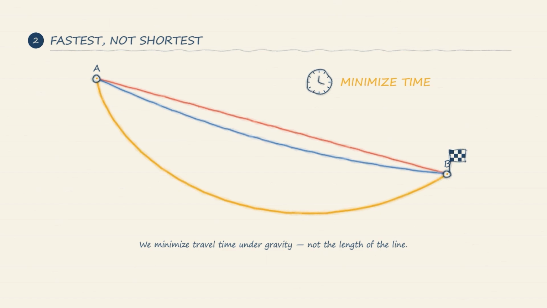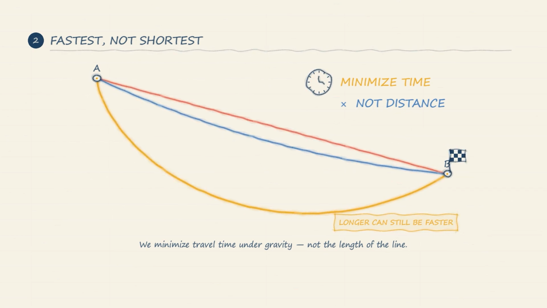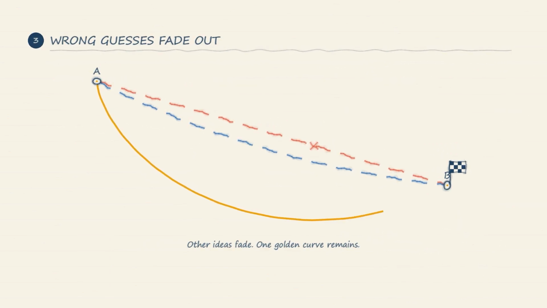The Brachistochrone minimizes time under gravity, not geometric length. A longer path can win if it gains useful speed much earlier. This is a race between time histories, not just shapes. Most intuitive guesses lose when their complete travel times are compared.